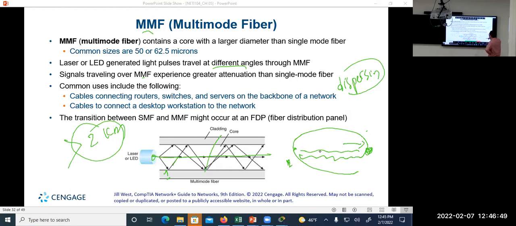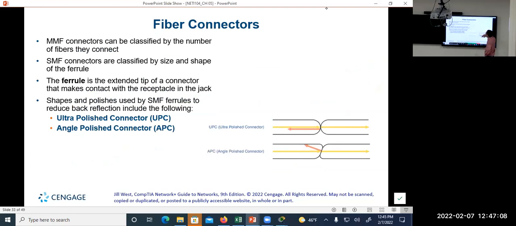Okay, and normally it is used in the local network. It can connect between the router and the switch in the same data room, same data center here, and the server backbone of the network, or you can connect the desktop workstation to the network here. Okay, and you have many types. The multi-mode connector can be classified by the number of fibers they connect, and the single mode can be classified by the size and the shape here.